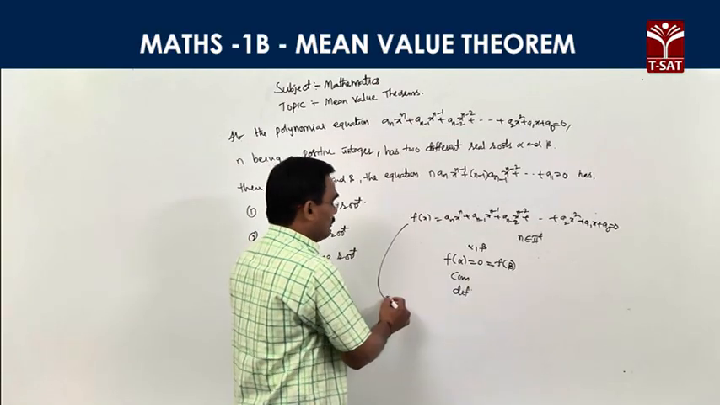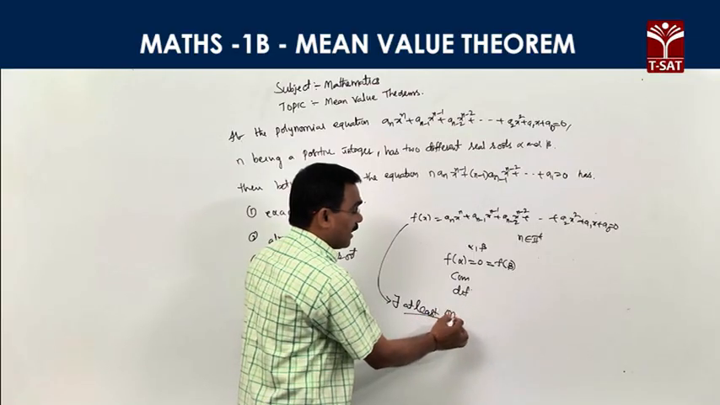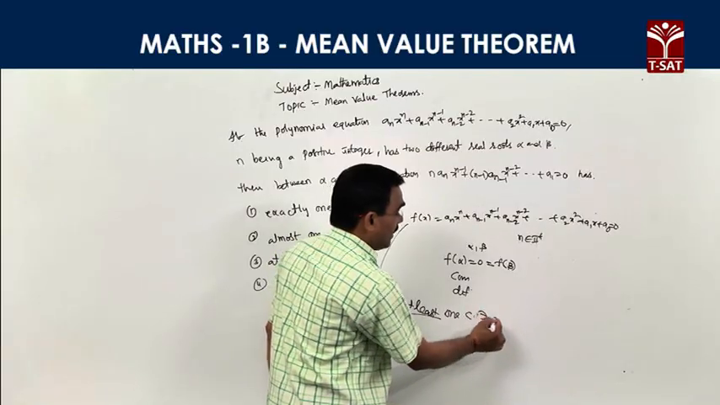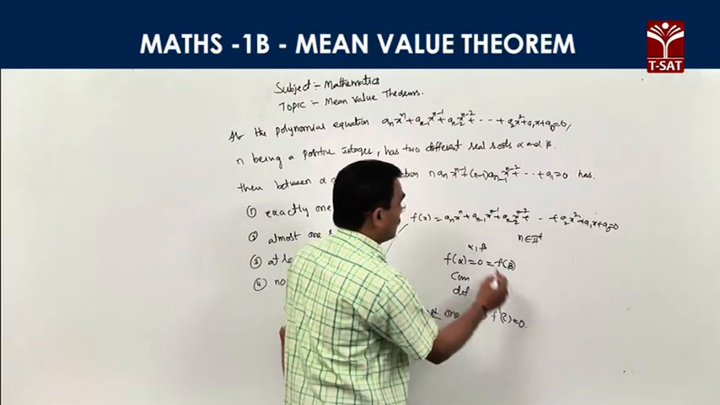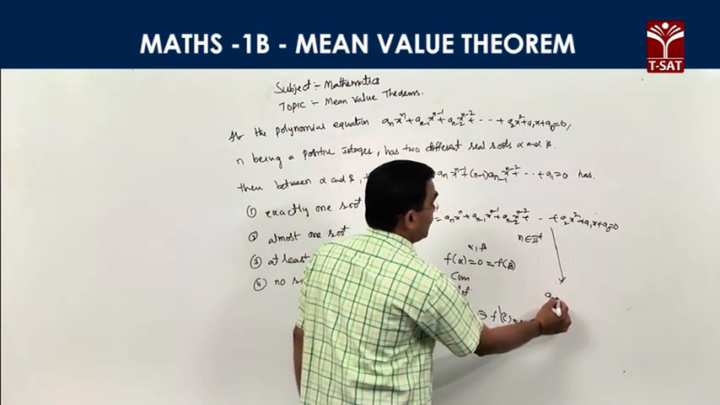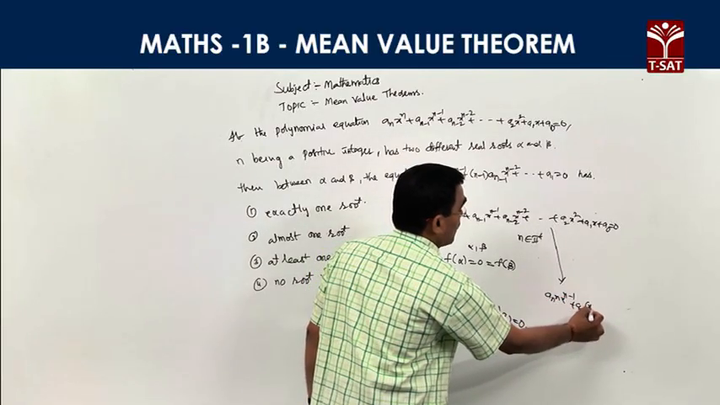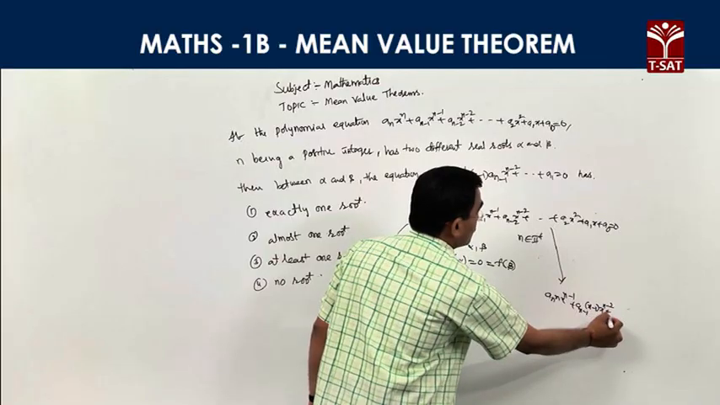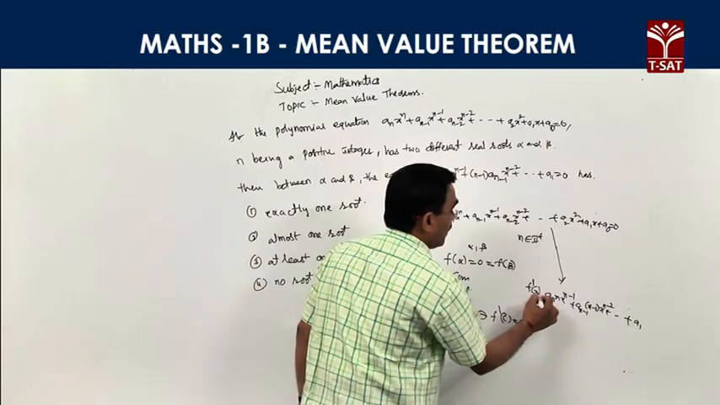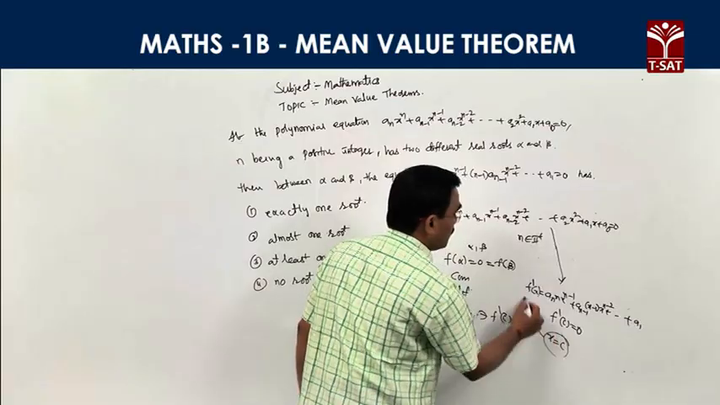According to Rolle's mean value theorem, there exists at least one c such that f dash c is equal to 0. What is f dash x? F dash x is a n into n into x power n minus 1 plus n minus 1 into a n minus 1 into x power n minus 2 plus dash dash plus the last term a1. This is f dash x. So f dash c is equal to 0 means c is a root of this equation.